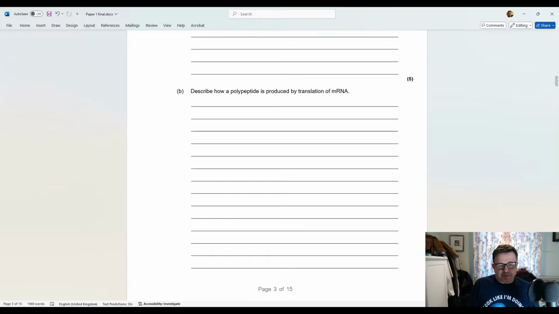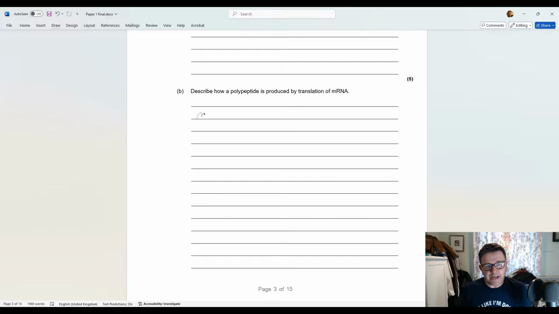Right, describe, oh, let me just check you can see it. Here you go. Describe how a polypeptide is produced by translation of mRNA. So what we're looking at is translation, and it's a 5-mark question. First of all, you would not talk about how mRNA is produced, because that's transcription, whereas this is translation.